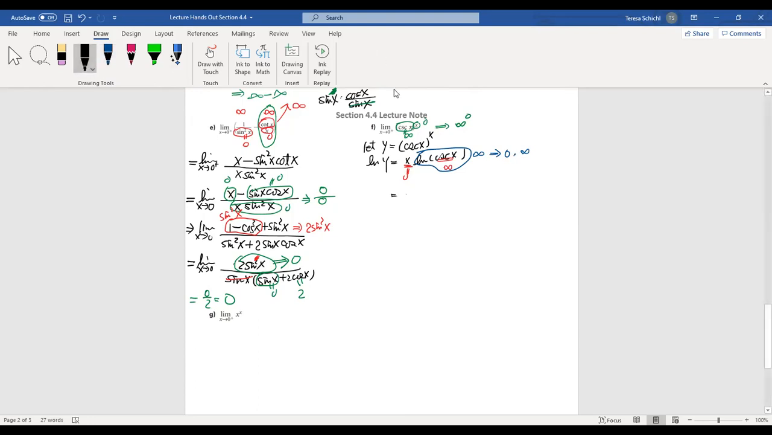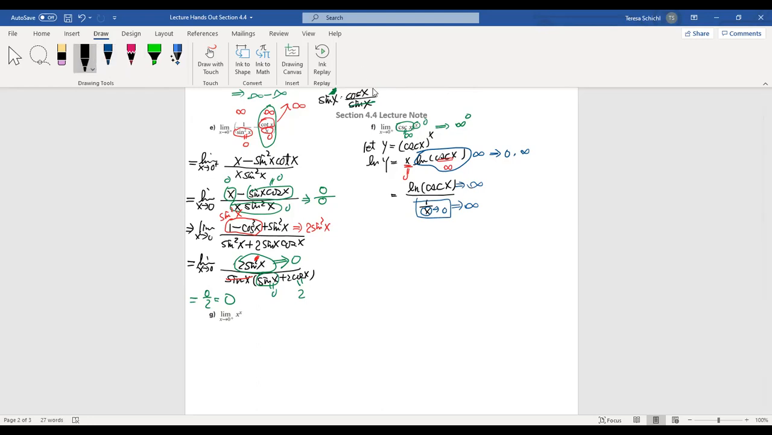We need to flip it. Typically, I don't like to flip the 1 over natural log to the bottom, so I will leave the natural log cosecant x here. Then I will flip the 1 over x to the bottom. Okay, and now let's check again, right? The x approaches 0. So if x approaches 0, then what does 1 over x approach? 1 over x approaches infinity. Then the same thing, this one approaches infinity here, right?